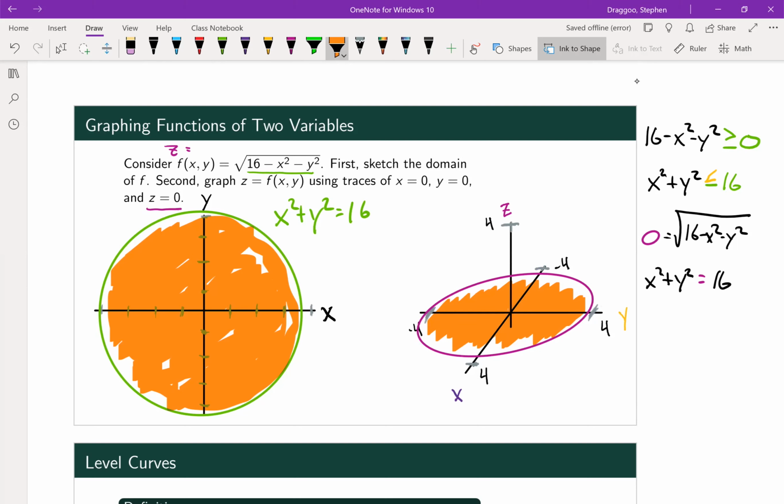And then we'll look at a couple of the other traces. We've also got the trace where y is equal to 0, meaning we've got z equals the square root of 16 minus x squared minus 0, which is just z equals the square root of 16 minus x squared. That's the top half of a circle, and that's in the plane where y is equal to 0, meaning it's in the xz plane.